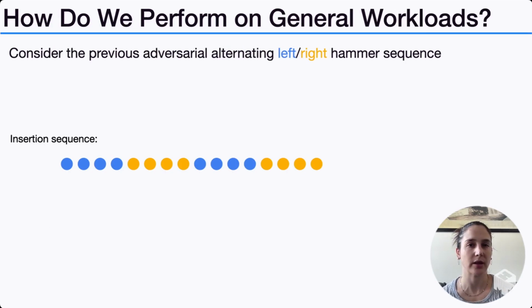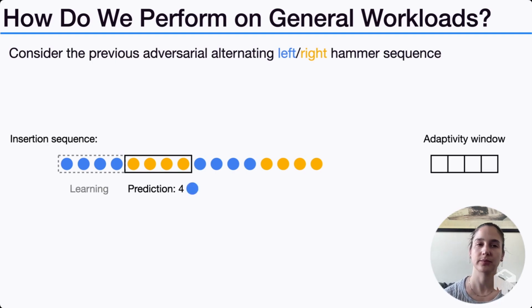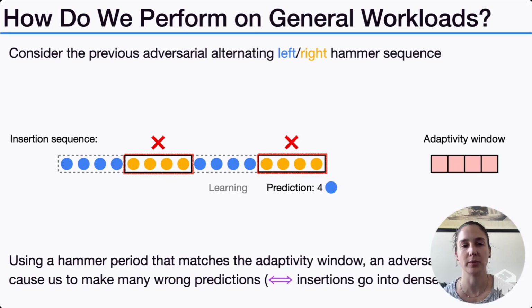So now let's see how this might perform against an inserter that is adversarial. So let's start with the adversarial sequence that we saw for the deterministic adaptive algorithm. So if my adaptivity window, say, had length 4, this is exactly the example we've already seen. I would learn over 4 inserts, and then my prediction is exactly wrong for the next 4 inserts. And then this would continue for the whole pattern.